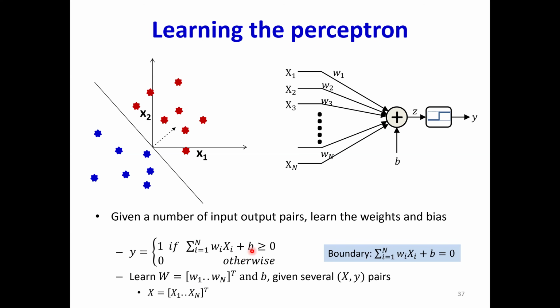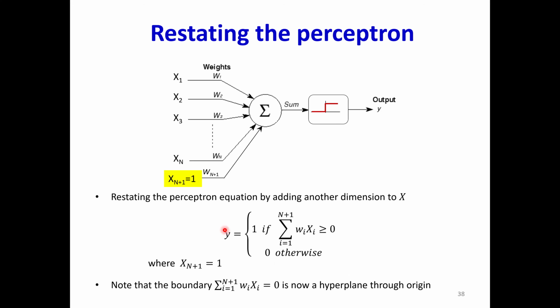If the weighted sum of the inputs plus the bias is positive, the output is 1. It's 0 otherwise. Now, in this modified representation, the perceptron fires, the output is 1 if the weighted sum of all inputs is positive and 0 otherwise. So the perceptron fires if a linear function of the inputs is positive and 0 otherwise. And the boundary between when the perceptron fires and when it doesn't is where this weighted sum of inputs is exactly equal to 0. That is now a hyperplane through origin.